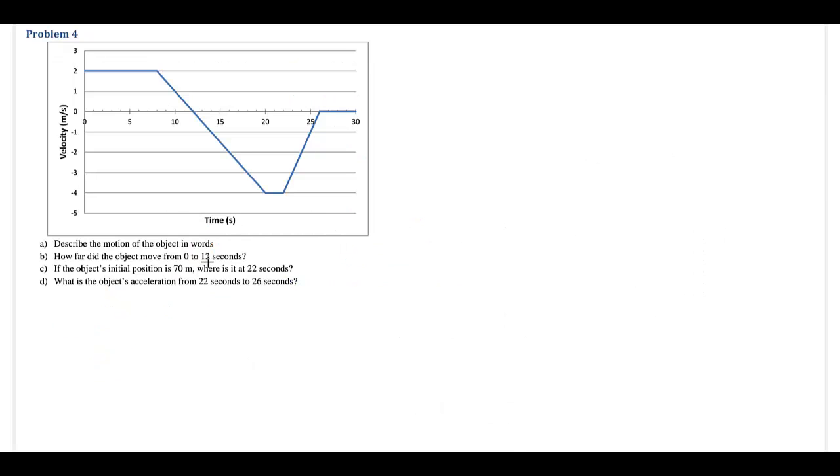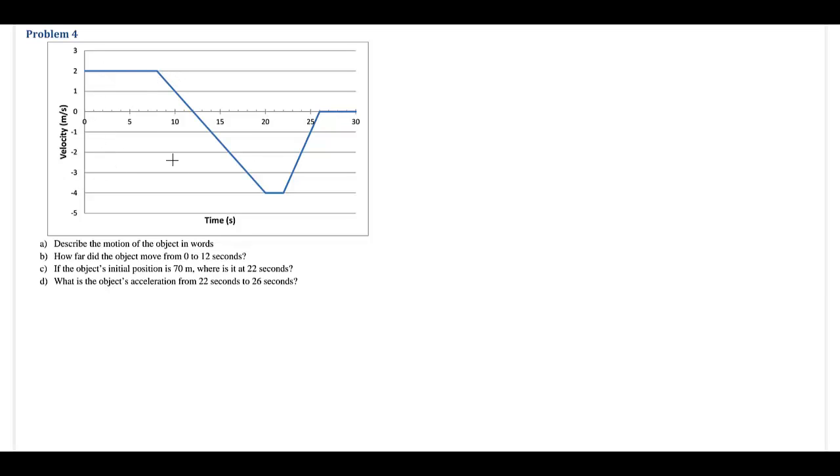Problem 4, describe them. So this is a velocity versus time graph, right? Describe the motion of the object in words. How far did the object move from 0 to 12 seconds? If the object's initial position is 70 meters, where is it at 22 seconds? And what is the object's acceleration from 22 seconds to 26 seconds? So, I'm not going to write this out, but I'm going to say it because I can.